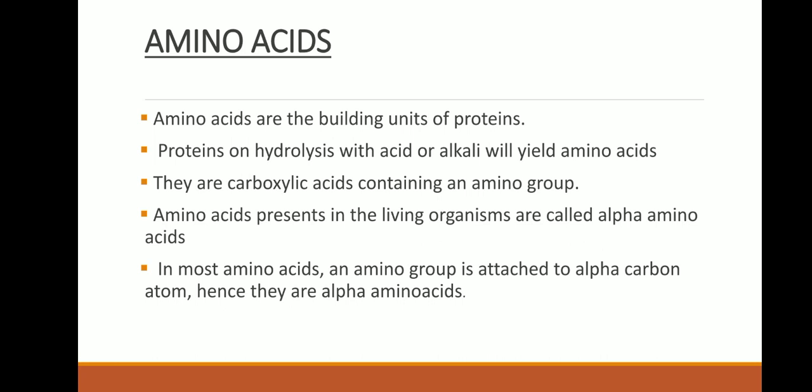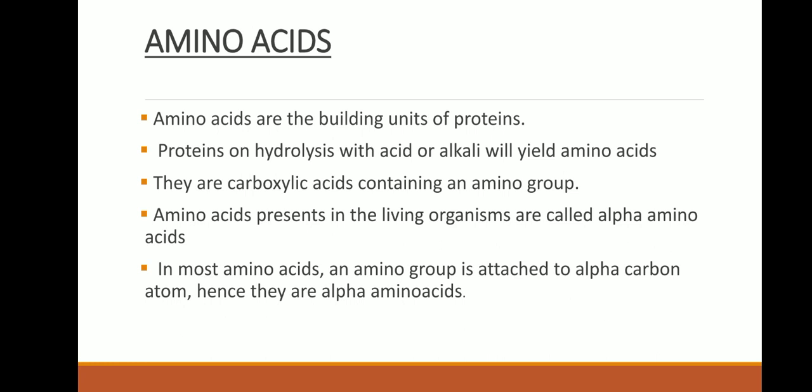They are carboxylic acids containing an amino group. Mainly there are 20 amino acids, and in most of them, 19 out of 20, an amino group is attached to the alpha carbon atom. Hence they are known as alpha amino acids. So in living organisms, the amino acids are alpha amino acids.